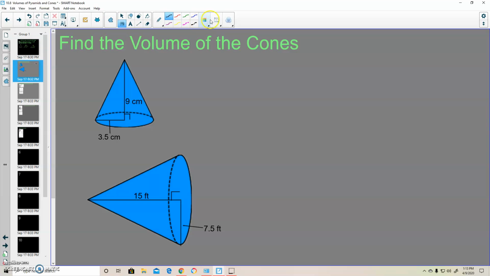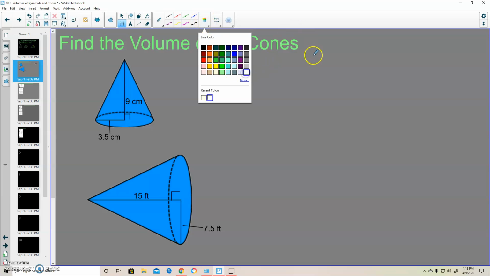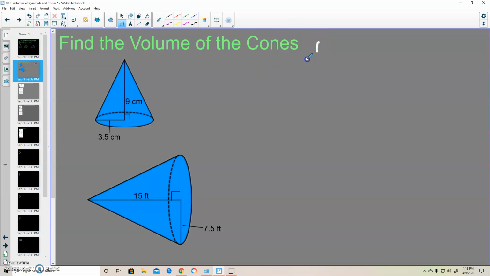We'll start with cones. Now remember, we're talking about 1/3 capital B H. More specifically, capital B is the area of the base. Well, the base is a circle. So what we're going to actually do is pi r squared h. Pi r squared is capital B, that's the area of the circle. And we're going to divide that by 3, with the help of calculators.